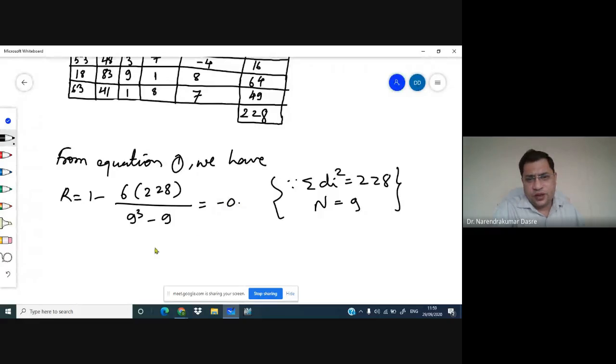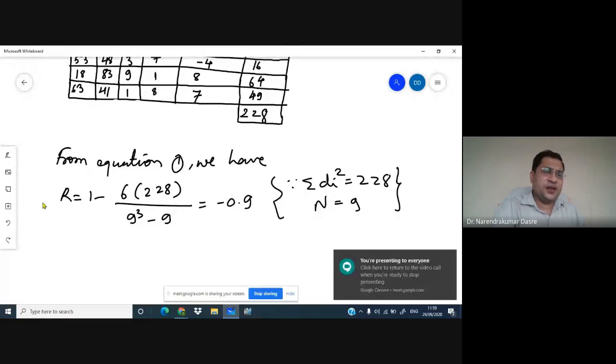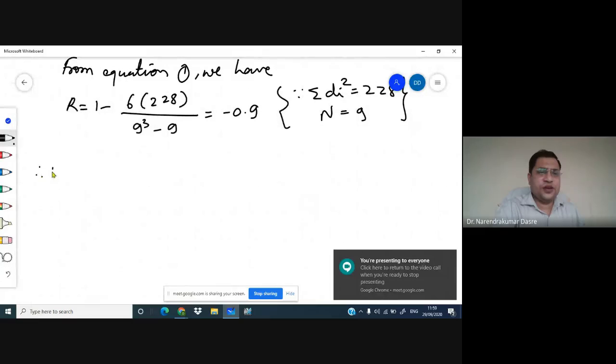So what is the value that you are getting for this? We have to be careful. We'll get only one value. We cannot get two values. Yeah, you calculated and you got it. That's good. So the value is going to be 0.9. So this is going to be 0.9. And hence we got here R is equal to minus 0.9.